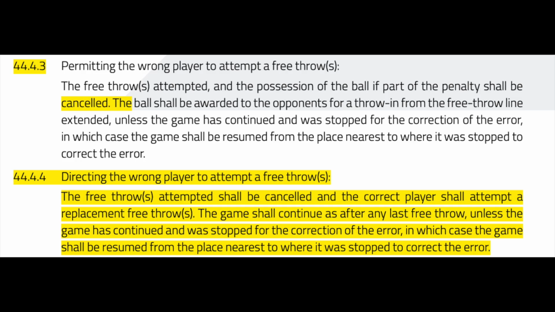Directing the wrong player to attempt the free throws would be the official making that decision. Permitting would be the player making that decision to step to the line for his teammate to shoot his free throws. It's important to know this distinction because if you are directing the wrong free throw shooter, that's an official mistake, and to correct that error, we would just put the right shooter to the line. If we permit the player, meaning the player came to the line themselves to shoot the free throw when they know they shouldn't have, then the free throw is attempted and the possession of the ball, if part of the penalty, shall be canceled, and the ball will be awarded to the opponent.